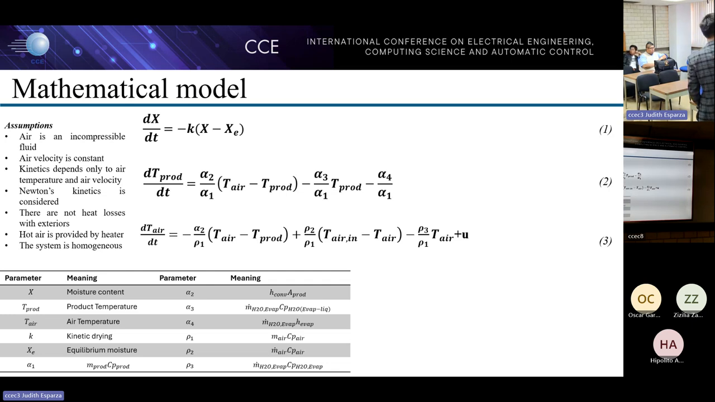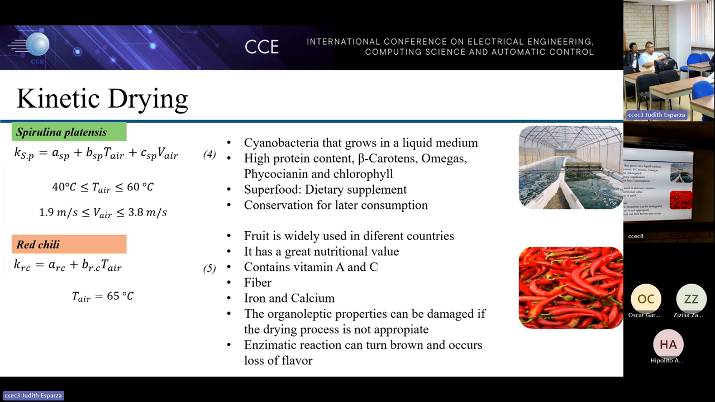The following three equations, 1, 2, 3, are the model of the tunnel dryer, and the states are the moisture content, product temperature, and air temperature. About the drying kinetics, we can observe that the equation for the drying kinetics of Spirulina platensis depends on the states air temperature and air velocity, but in this case the air velocity is constant. On the other hand, red chili depends just on the air temperature.